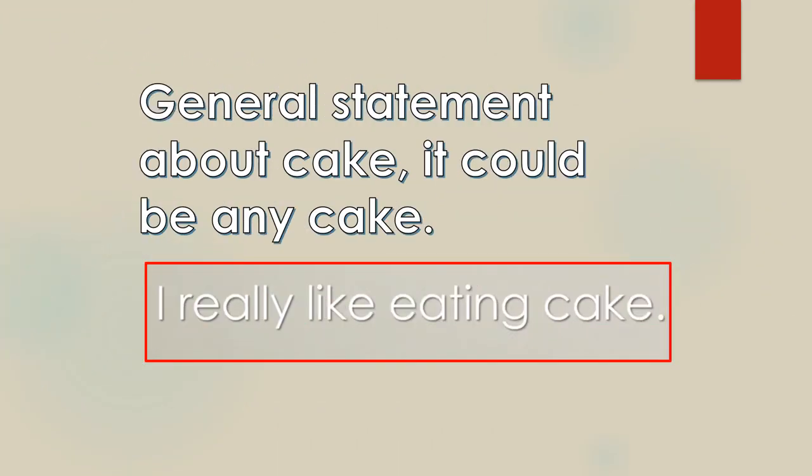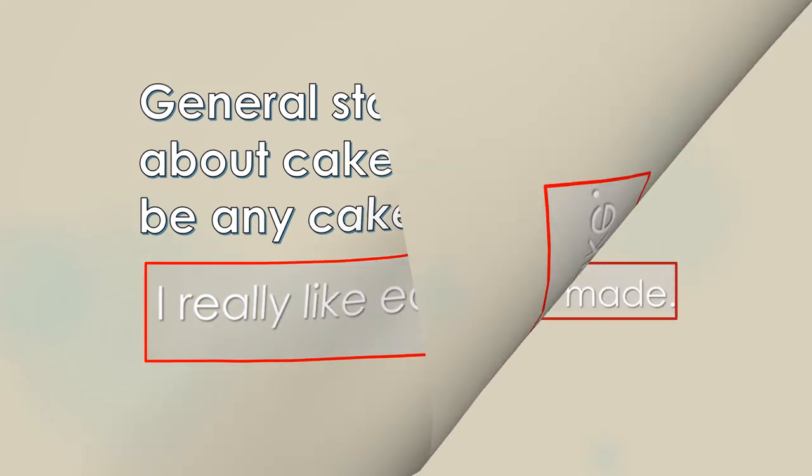Now, that's another example of a general statement. I really like eating cake. Here we are talking about cake, but it could be any cake. There are a lot of cakes when you say, I really like eating cake. So we are talking generally.